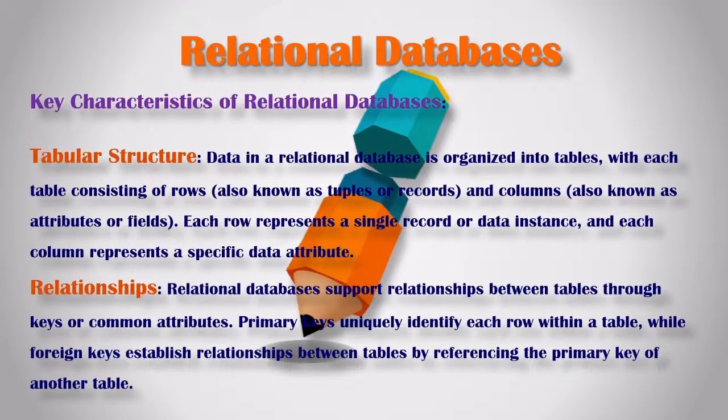Relationships. Relational databases support relationships between tables through keys or common attributes. Primary keys uniquely identify each row within a table, while foreign keys establish relationships by referencing the primary key of another table.